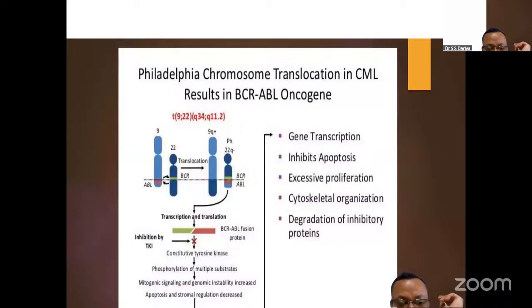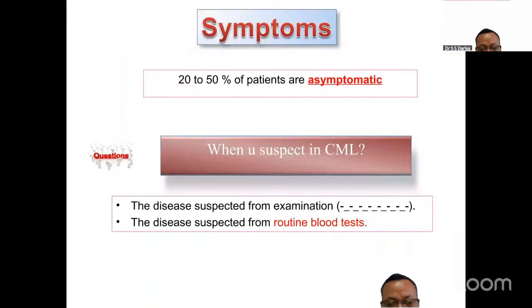There is transcription and translation of this BCR-ABL fusion protein, which is a constitutive tyrosine kinase that can be blocked by TKI drugs, tyrosine kinase inhibitors. They reduce phosphorylation at multiple substrates, increase apoptosis, and finally treat the CML. Here: gene transcription, inhibition of apoptosis, excessive proliferation, cytoskeletal organization, degradation of inhibitory proteins. So this is all BCR-ABL.